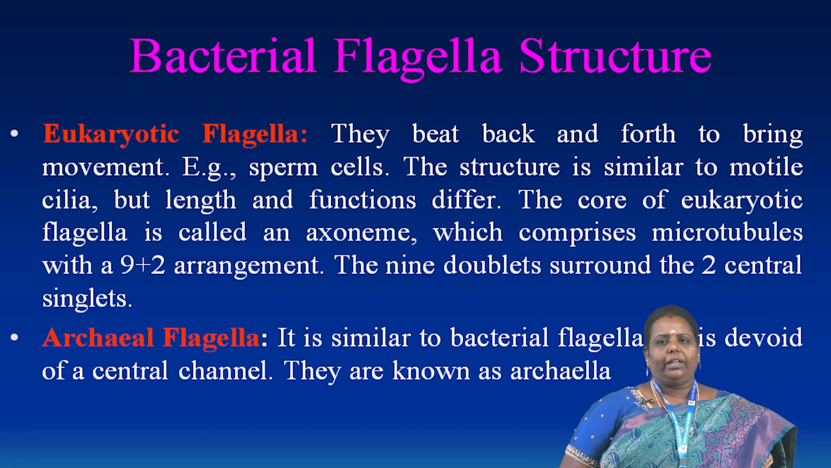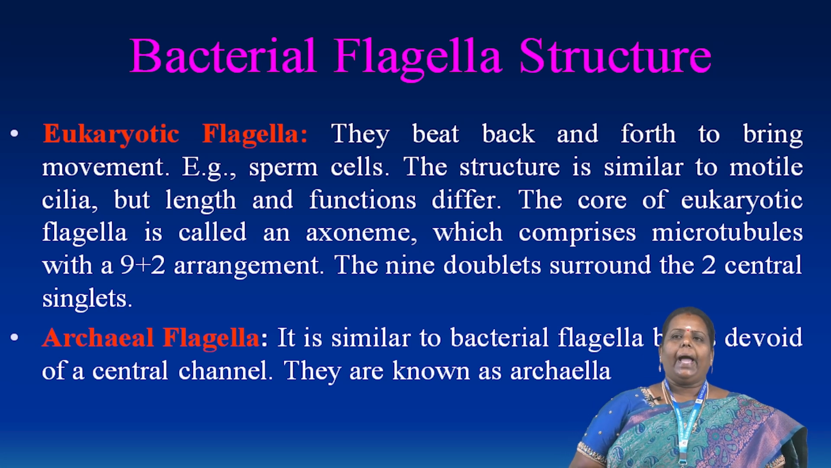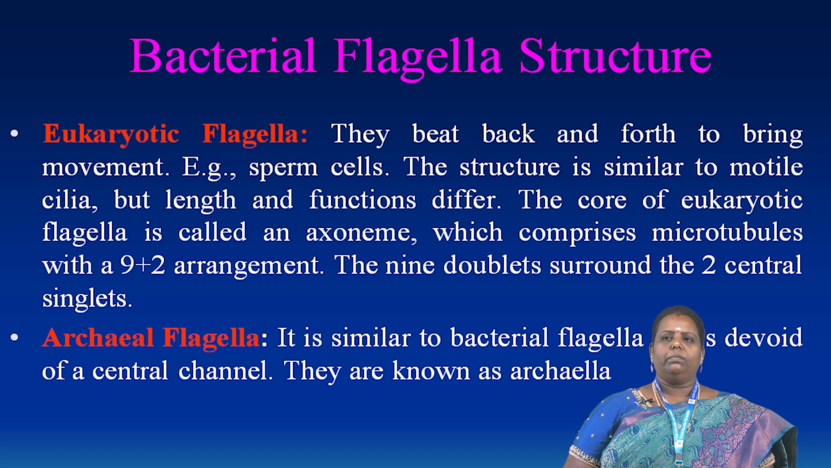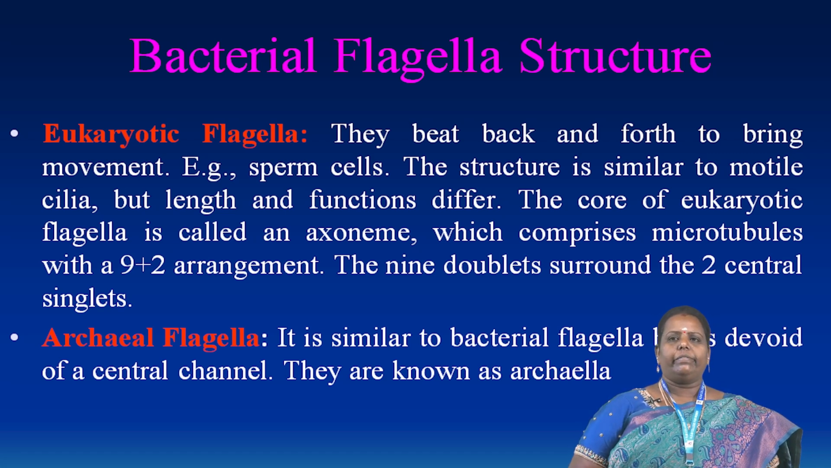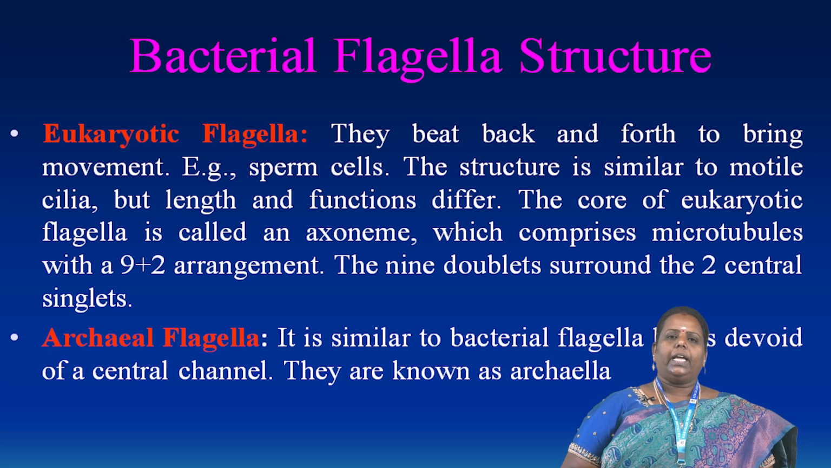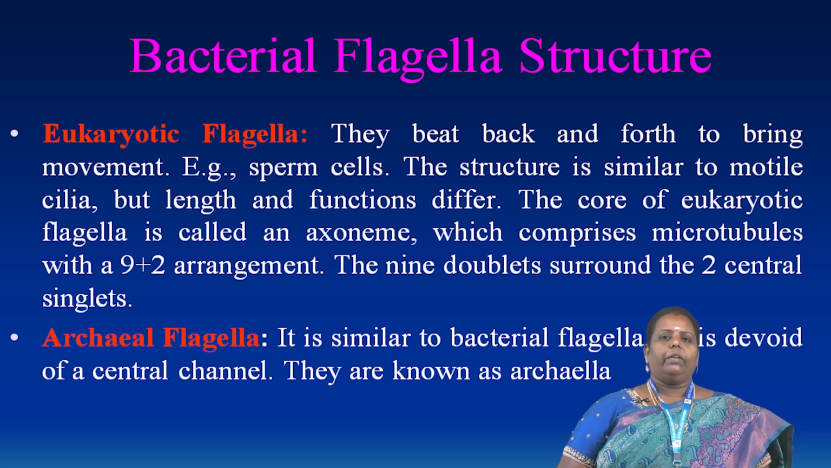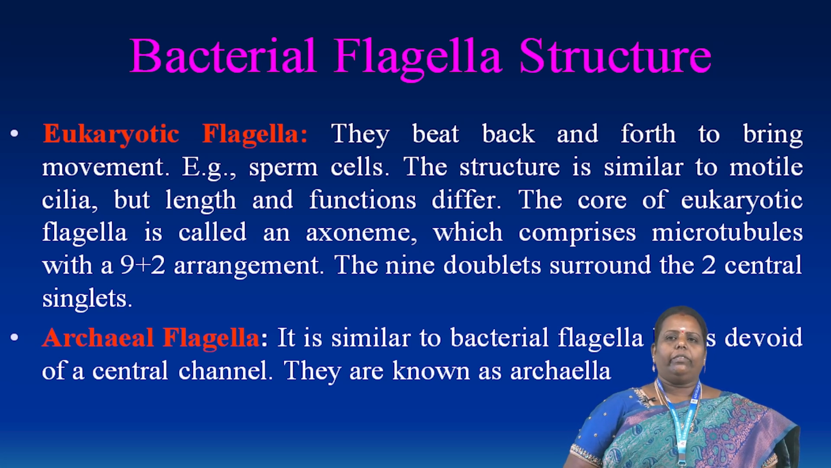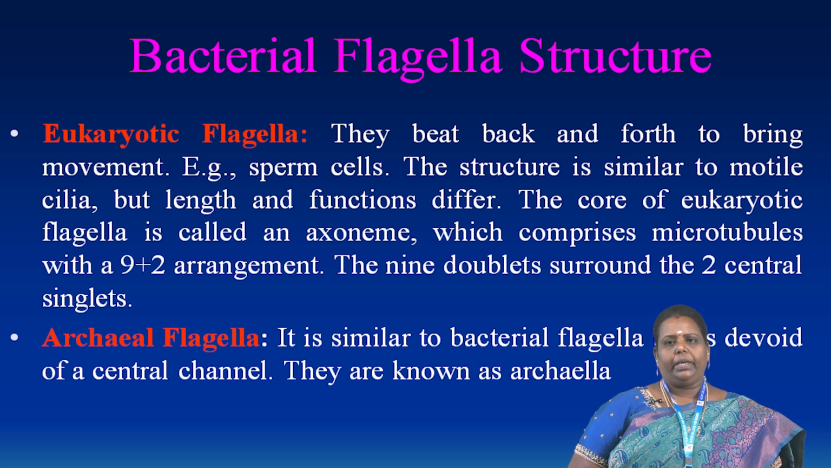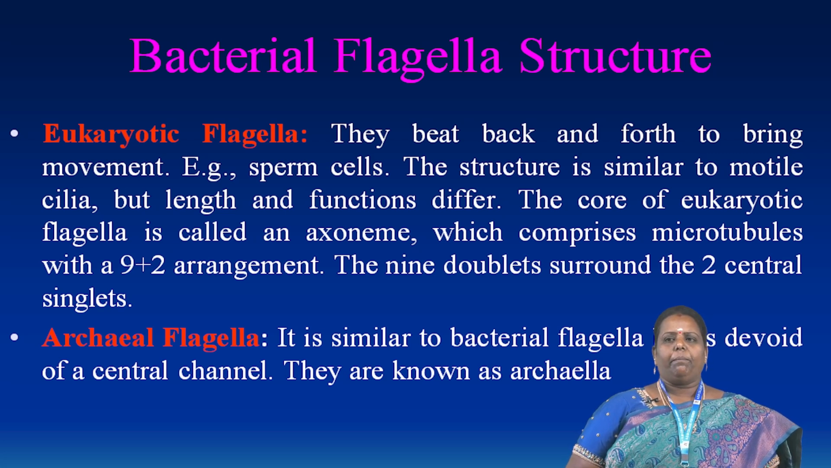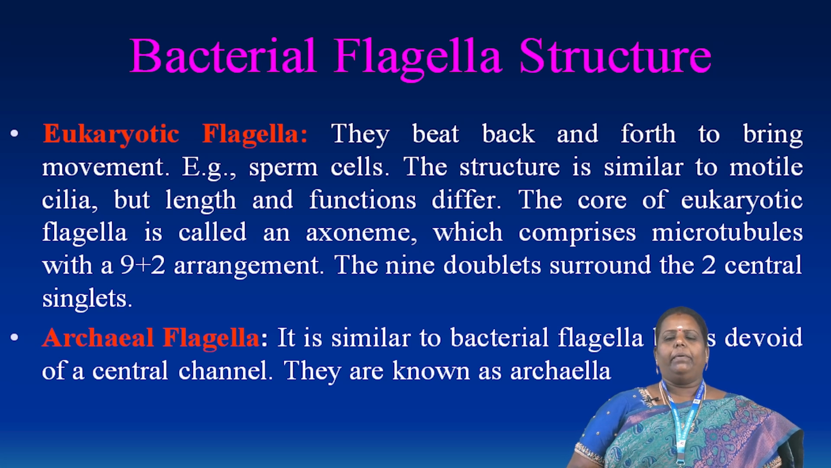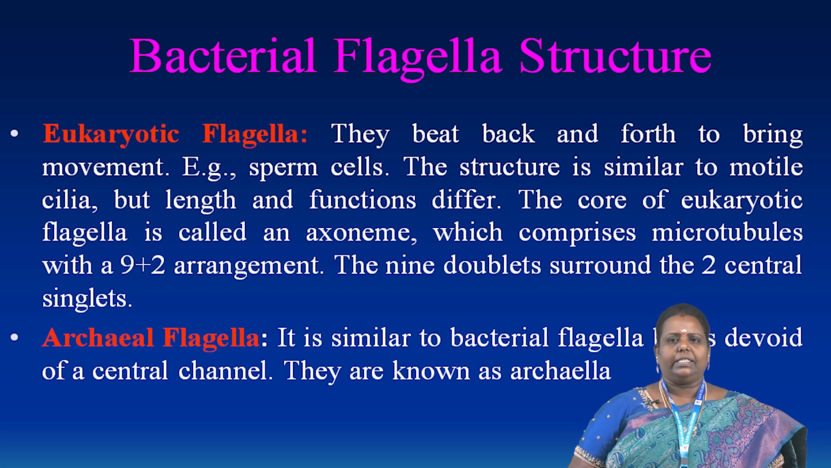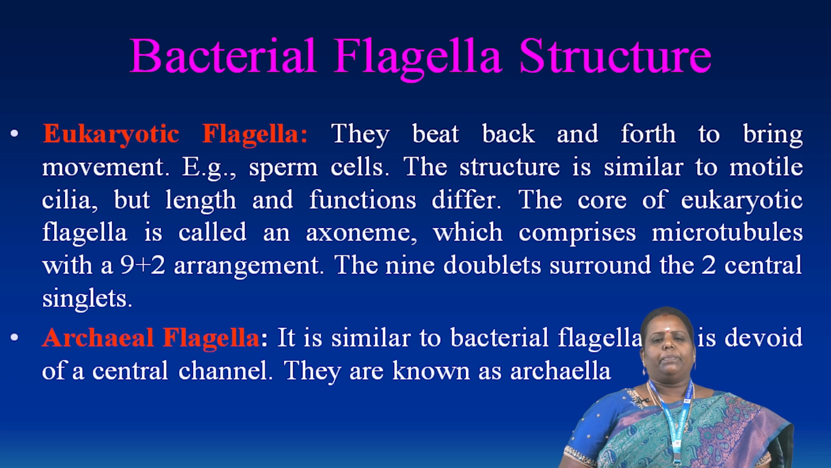Another one is the eukaryotic flagella. The big back and forth bring the movement. An example of flagellar movement is the sperm cell. The structure is similar to motile cilia. Motile cilia means movement by ciliary formation, but length and functions are different in flagella. The core of eukaryotic flagella is called the axoneme, which comprises microtubules. The arrangement is 9+2: the 9 doublets surrounded by the 2 central singlets.